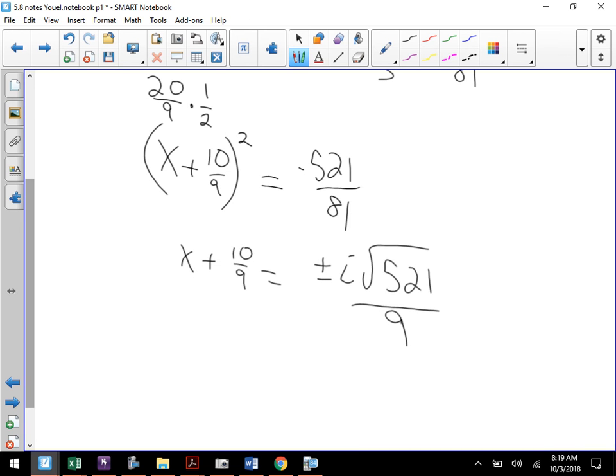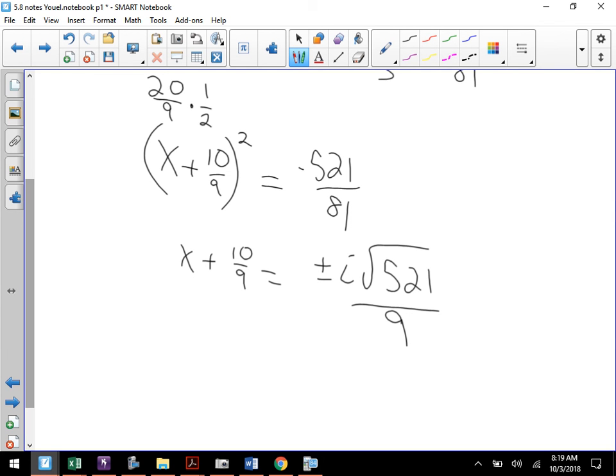I know that's going to happen. And if you have the calculator, remember how to simplify the root? Y equals 521 divided by x squared, and you're done. I'd get 521 divided by x squared and look at your table.